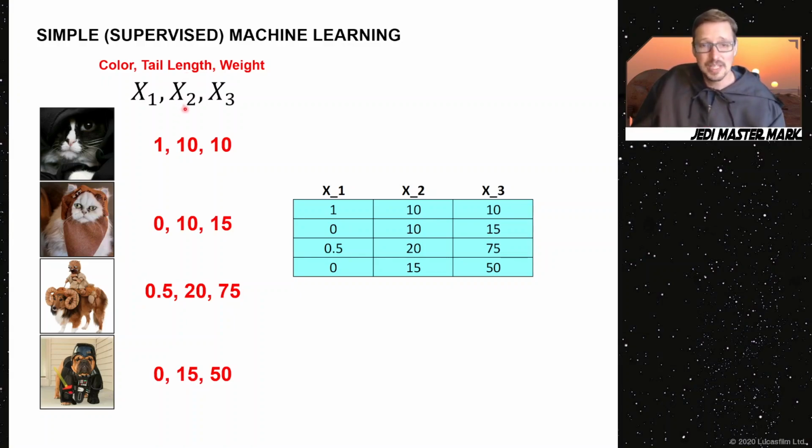Tail length could be the second input or feature. And so I just made up some tail lengths here. Weight can be x3. That can be the third input. And so, we might have different weights of these different examples. So, this might be x1, x2, and x3 and how it would look in a spreadsheet-like format.